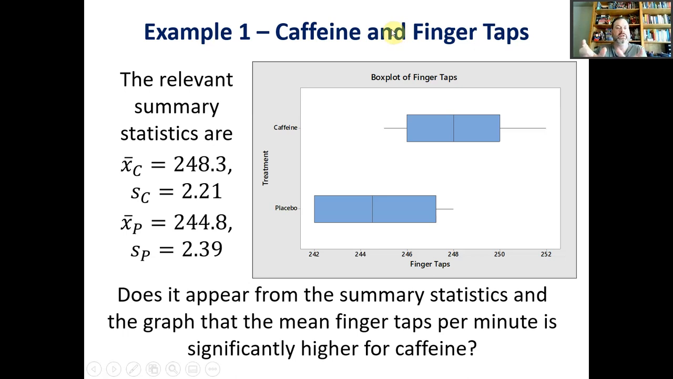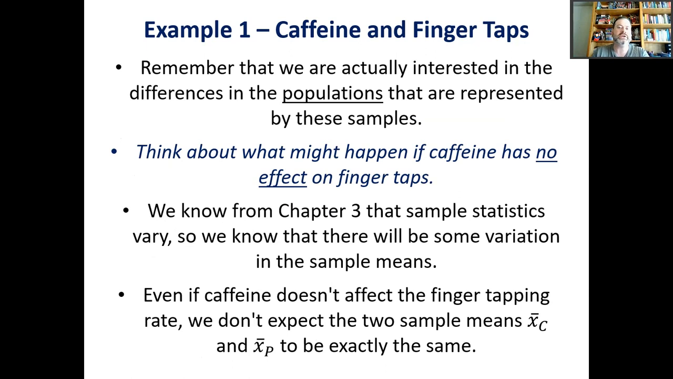Does the amount of variability win when we're comparing these two things, or does the sample median being a certain distance win, and that tells us caffeine is in fact causing the finger tap increase? Well, it turns out it's much more complicated than a confidence interval, let's say. So let's see how this works. So we're actually interested in the differences in the populations that are represented by these samples.